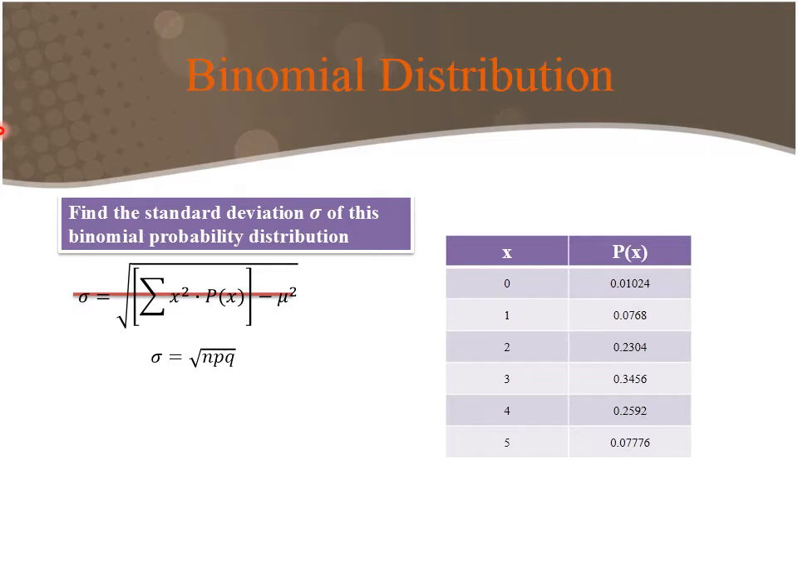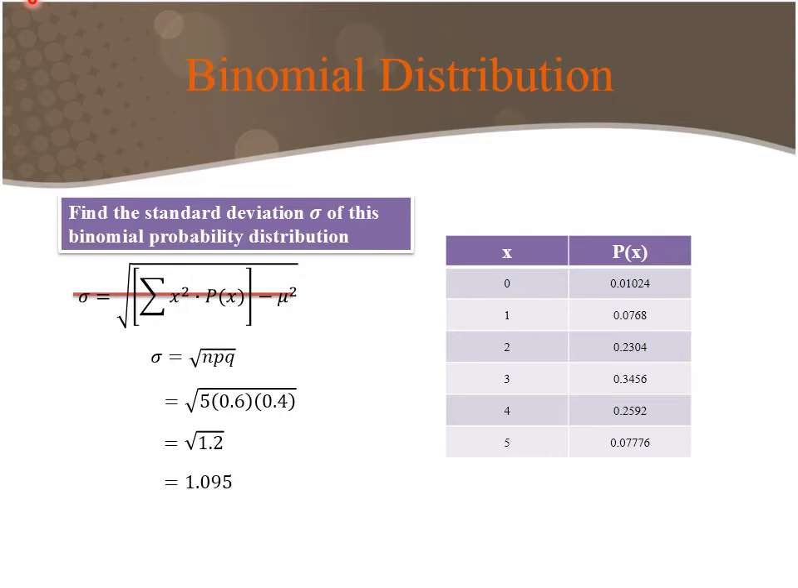So in this case, there were 5 trials, the probability of a success was 0.6, and then that means the probability of a failure is 0.4. Multiplying all these together, we get the square root of 1.2. Plugging that into the calculator gets us that the standard deviation was 1.095.